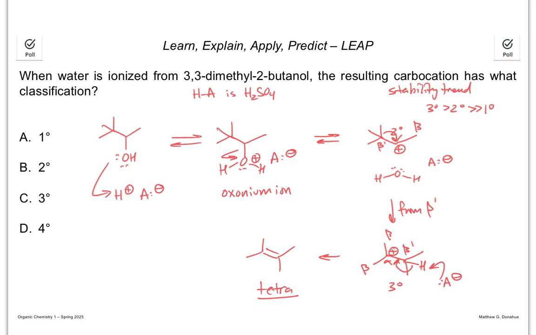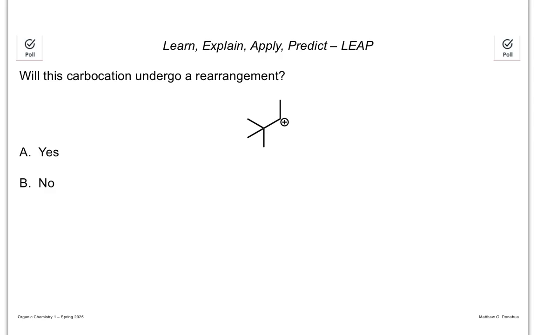So initially, we protonate, generate the oxonium, that ionizes, that gives a secondary carbocation. We have to evaluate if a rearrangement will occur. So again, here was alpha originally. That was beta, beta prime. Will this undergo a rearrangement? The answer is yes, because we can go from secondary to tertiary carbocation. It's more stable.